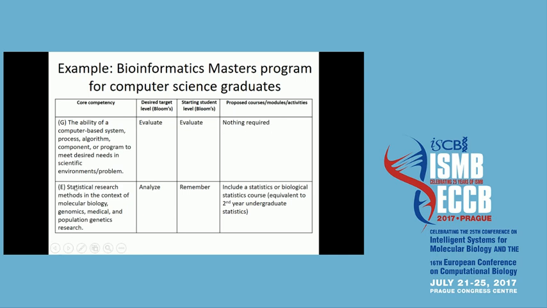On the other hand, you may want them to understand about statistical research methods. You want them to be at the analyze level, but in the computer science course, they've got very basic statistics training, so it's more remember. So you may want to fill this activity by including a statistics or biological statistics course, that sort of thing. So that's the one part of it, and we're going to ask you to go through this exercise in breakout groups.